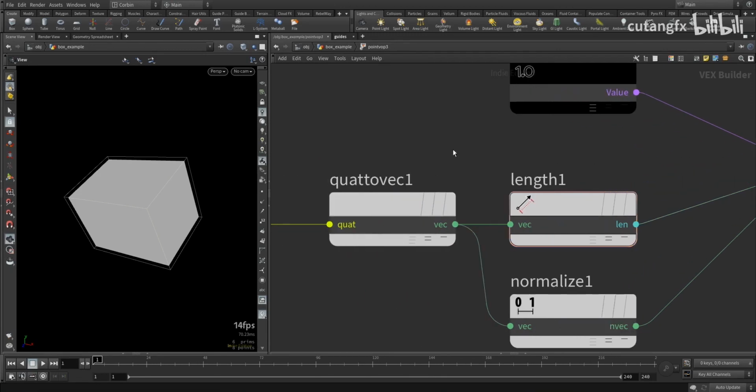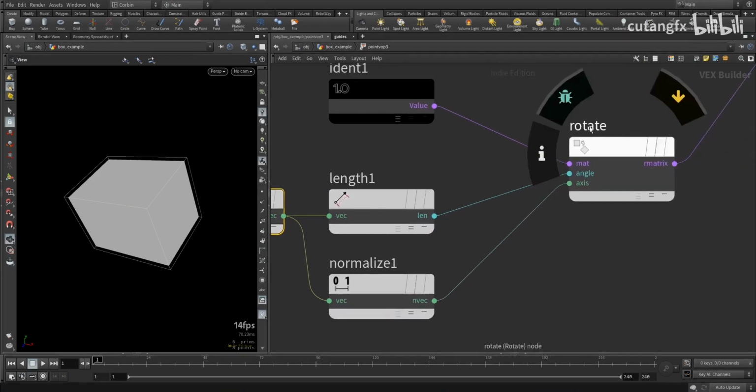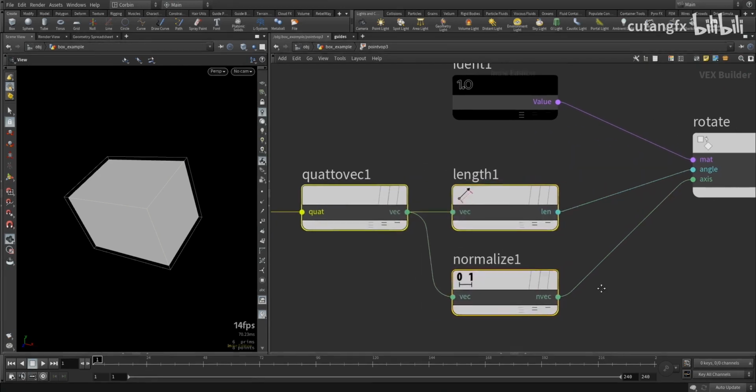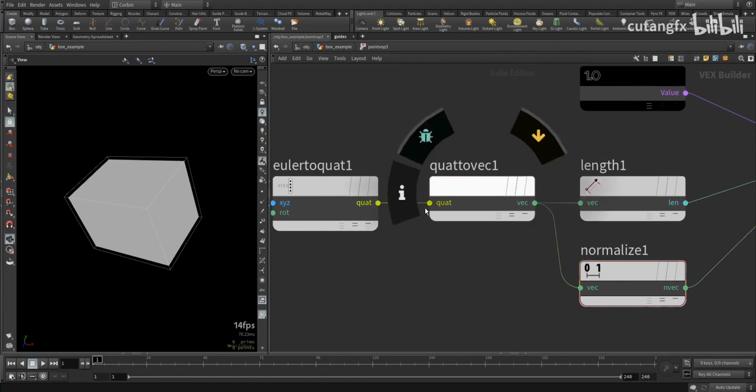Okay, so if we do this quat to vec, the resulting vector here is kind of useless in any other form other than going into a rotation matrix. Because we need to normalize it and take the length and feed it in like this. And so this method over here is a way of converting from axis angle, which is one form of rotation, to quaternions, which is another form.